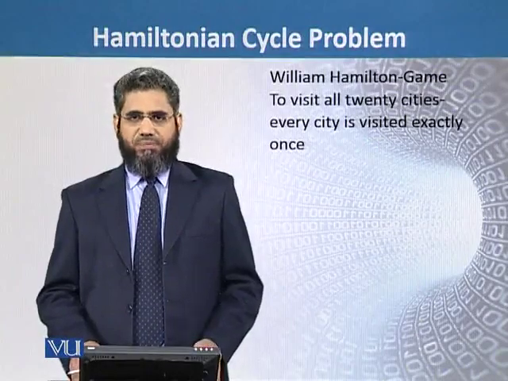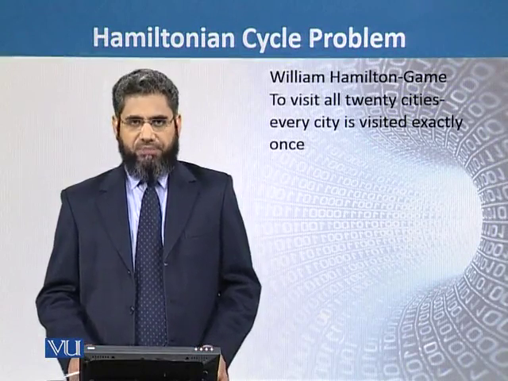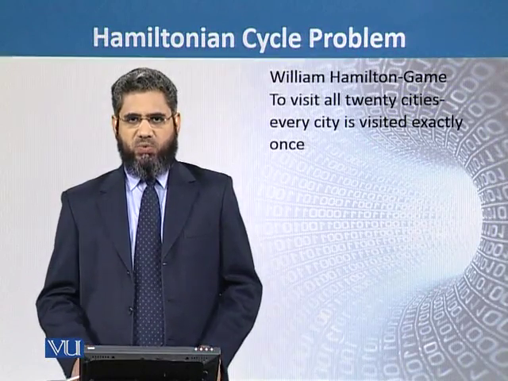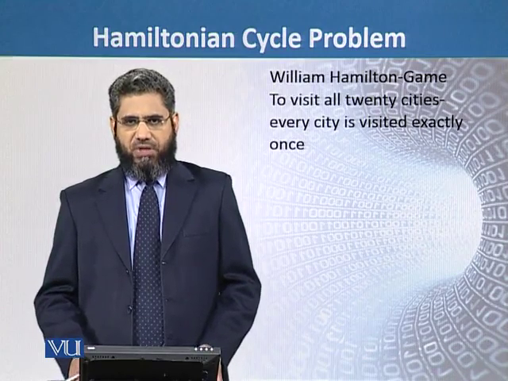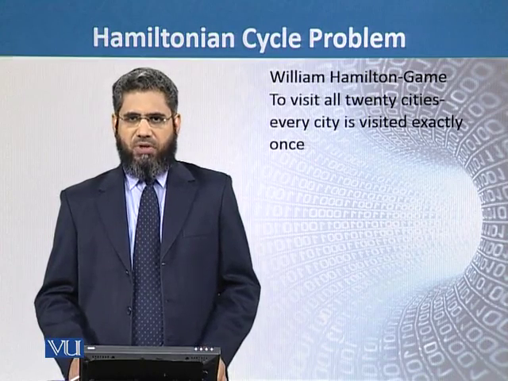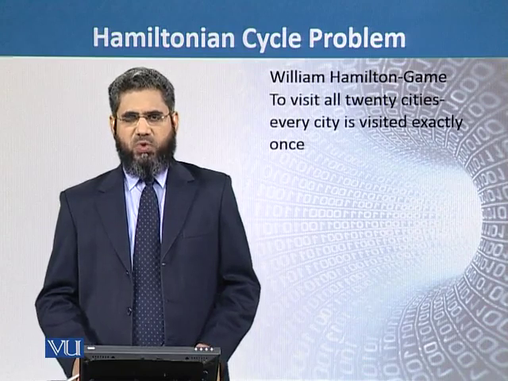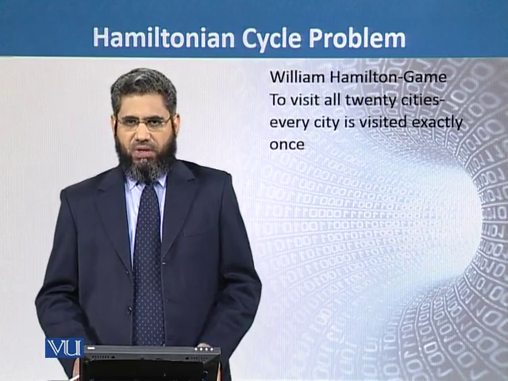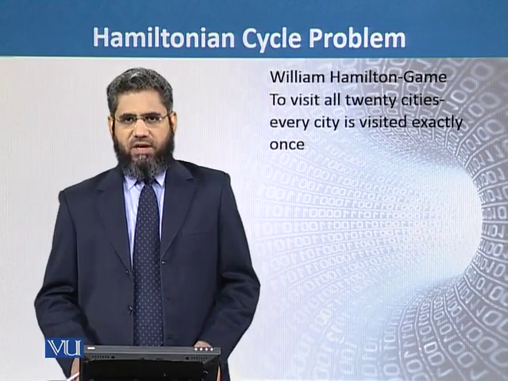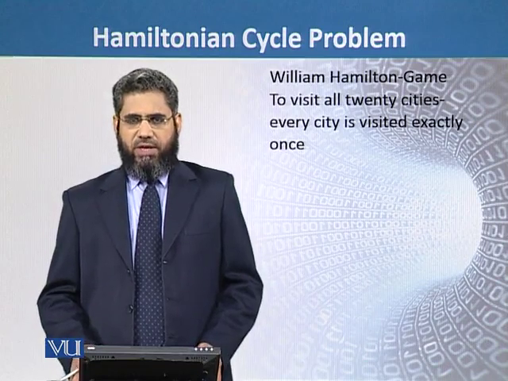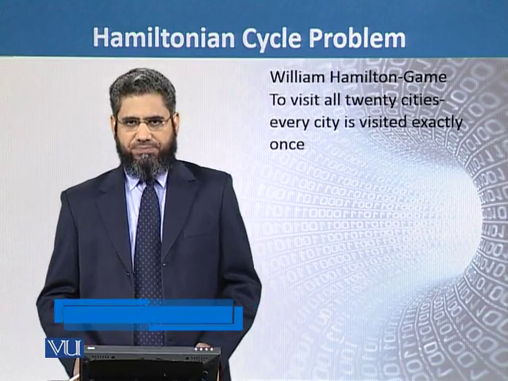Soon after the work done by Cayley on the tree enumeration, William Hamilton discovered one of the games that correspond to graph theory. In that game there were 20 vertices, and each vertex corresponded to one of the famous cities. So there were 20 vertices corresponding to 20 famous cities. The goal of the game was to visit each of the cities exactly once before finishing the game, and that should end up at the city from which the tour was started.